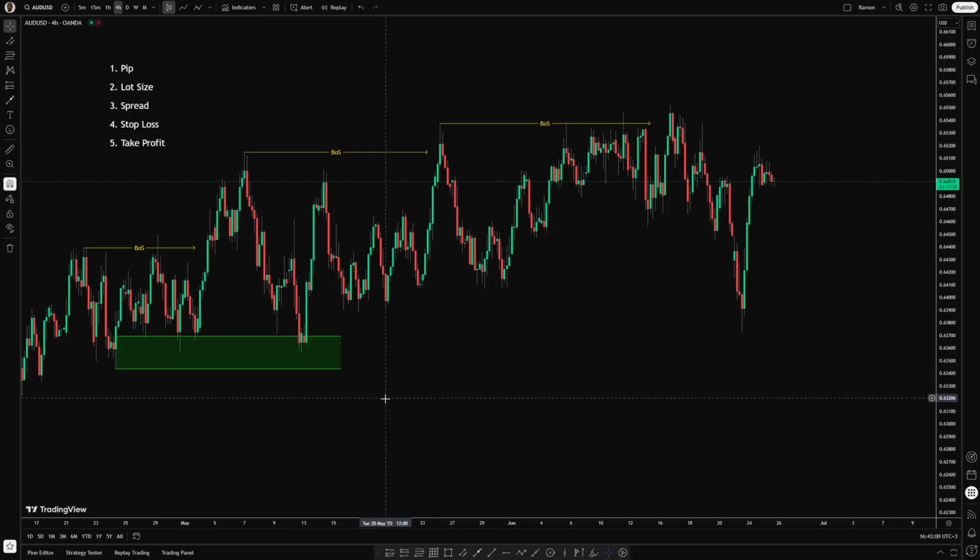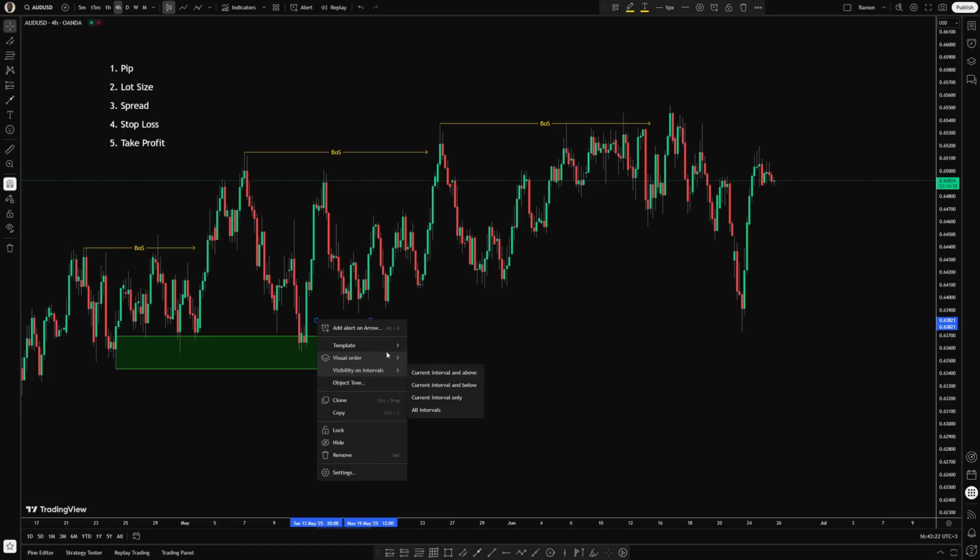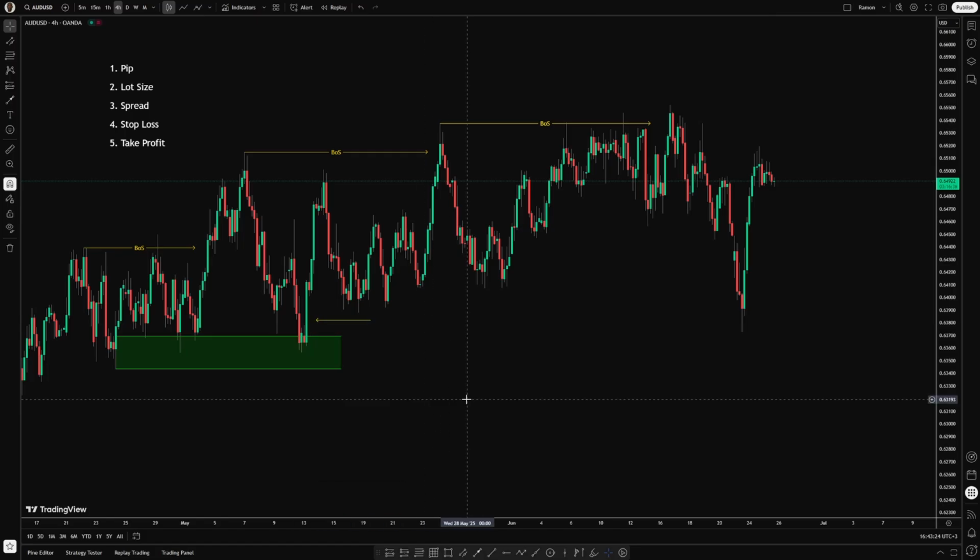Up to this level is filled fully. But here, there's some imbalance. After the break of structure happened, this source has not been filled completely. There's some imbalance here, and that is why I want us to discuss more about that imbalance. There was an imbalance that was left here.